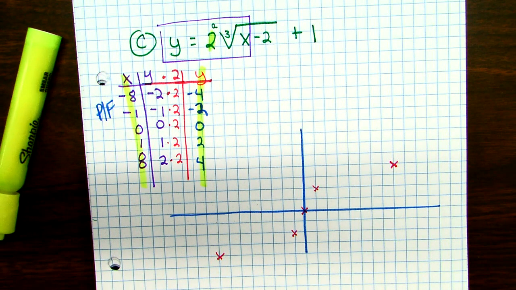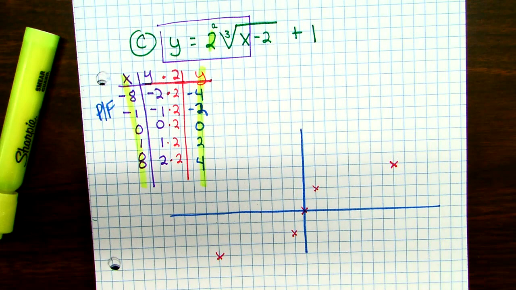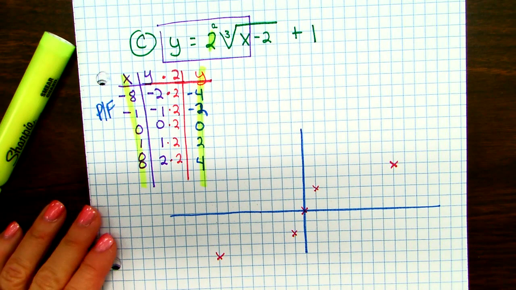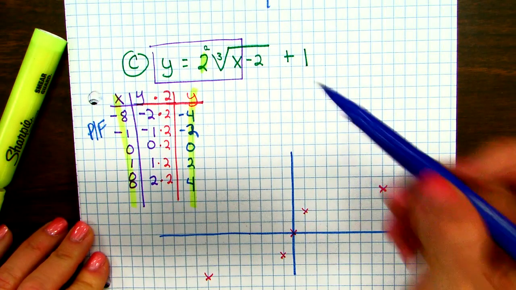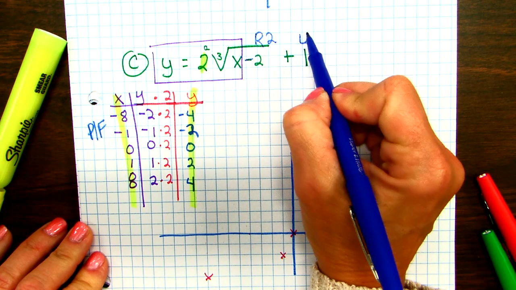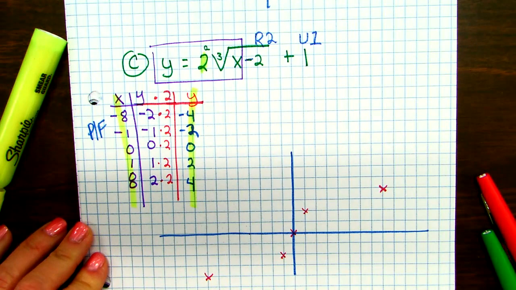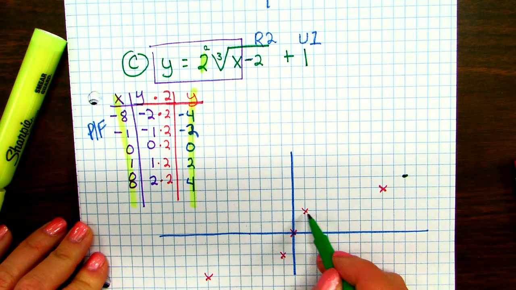So we went ahead, took our -8 to 8 points and stretched them and put those on the graph as our new parent function or starting point. Then we'll move all the points according to H and K. So same problem we just did. This is right 2, up 1. So I'm just going to go through the right 2, up 1 with each of these points.